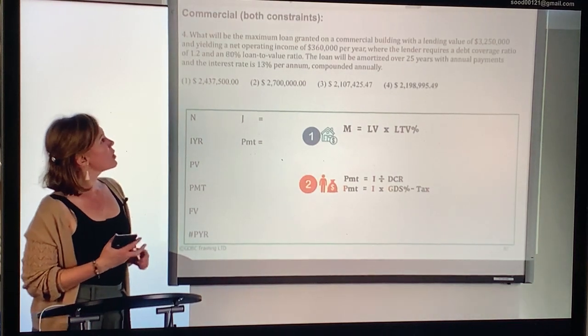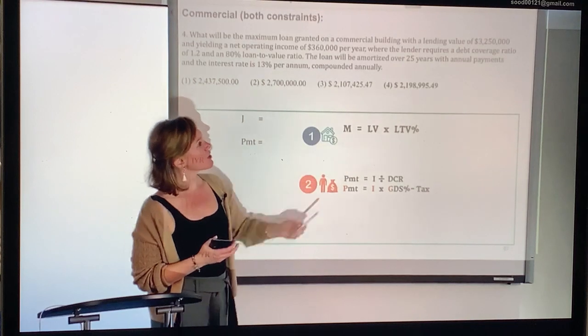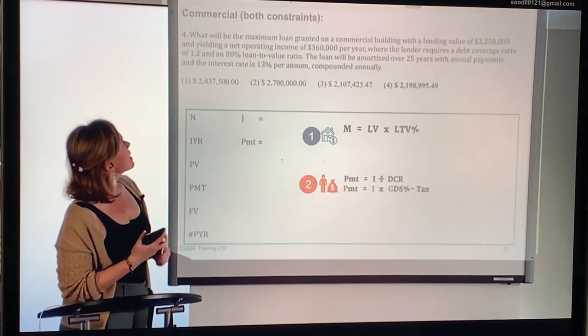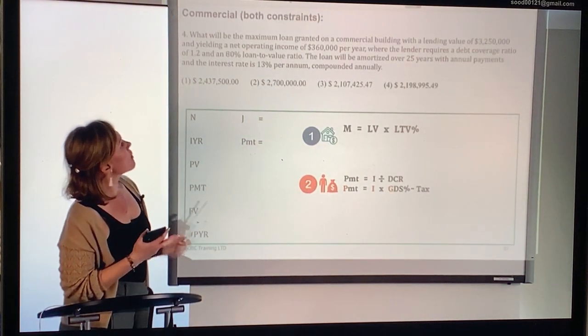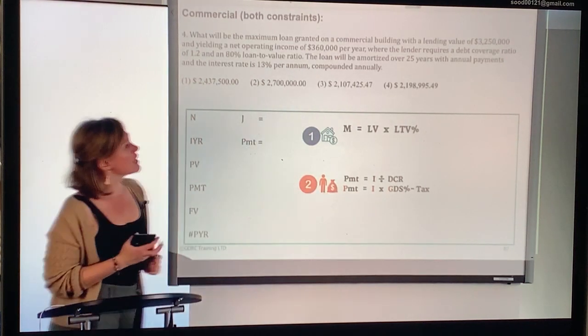So what will be the maximum loan granted on the commercial building with a lending value of 3.25 million, yielding a net operating income of 360? They give us the income per building, per year, which is good. Lending requires a debt coverage ratio.